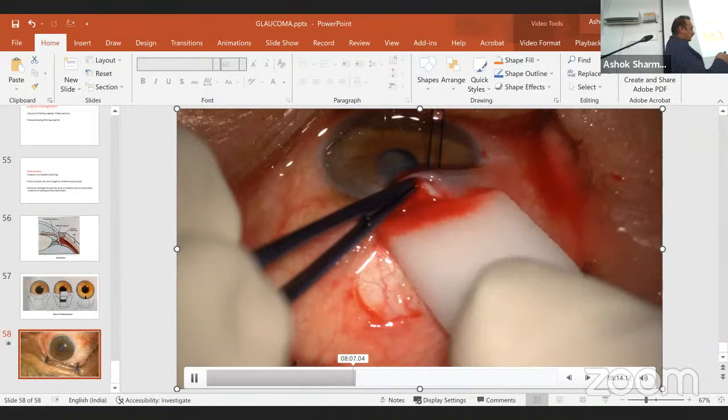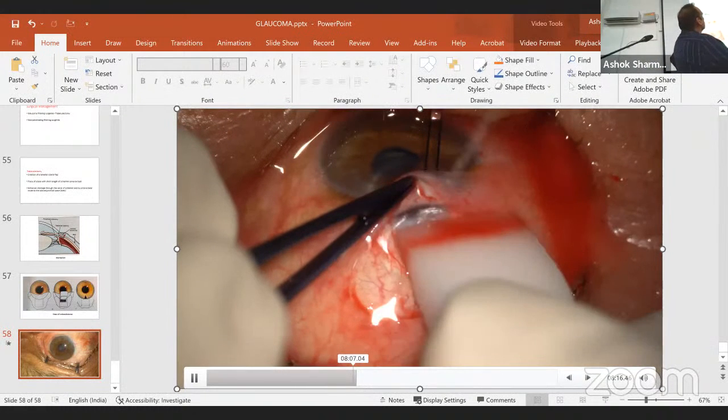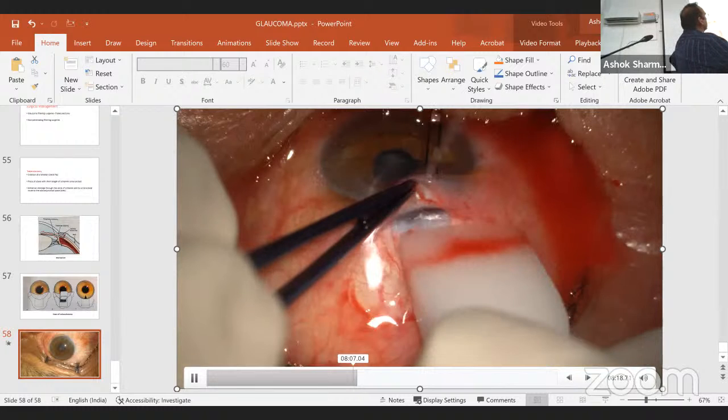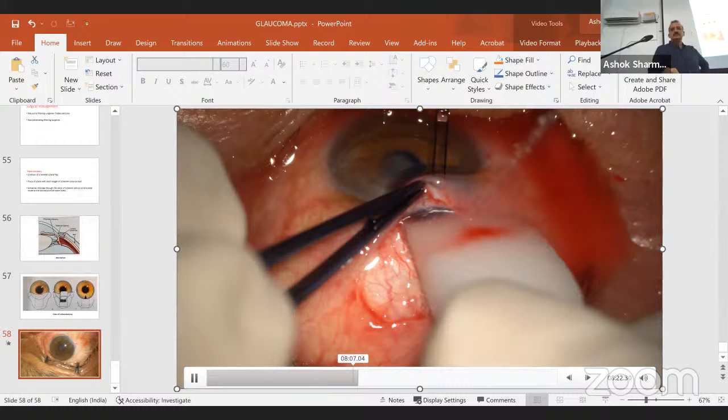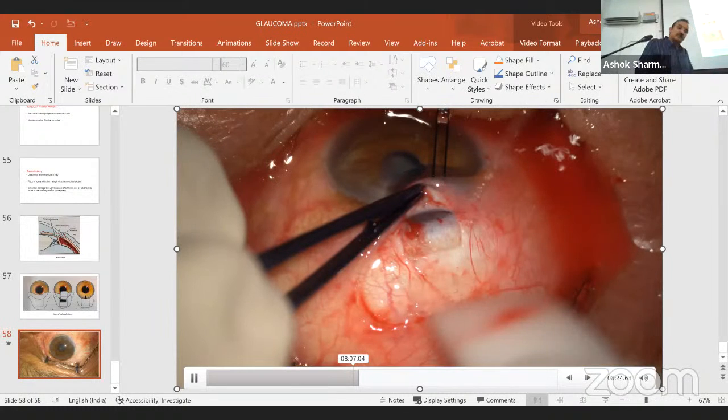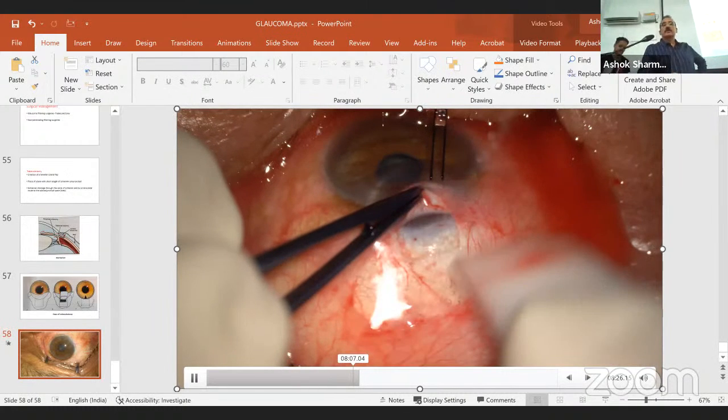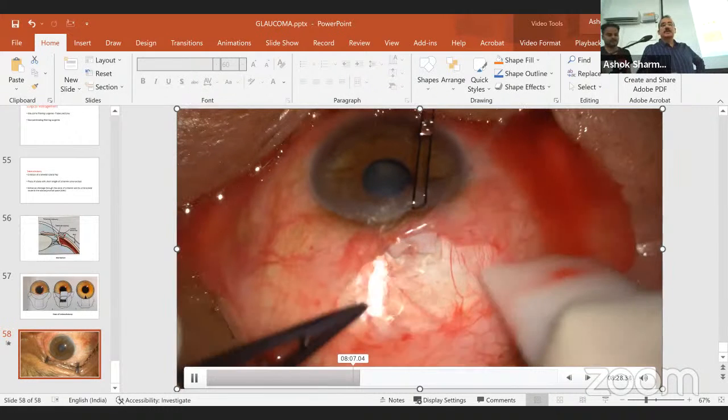You can see the area where I need to make a subscleral sclerostomy. I have to take this part also, like this, right? Since these eyes are chronically inflamed because of the anti-glaucoma medicine being used by them.